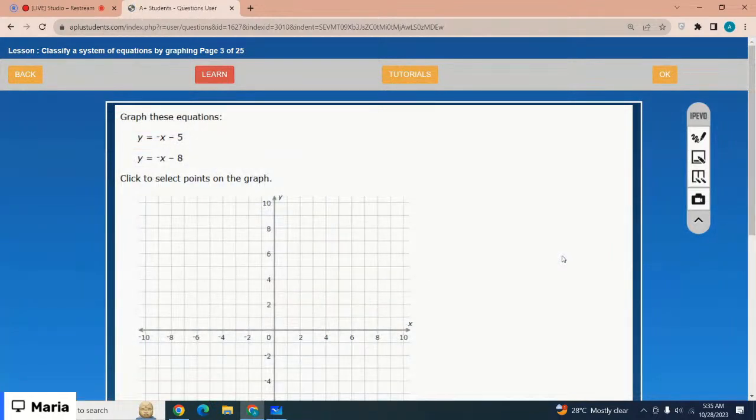Y equals negative x minus 5 and y equals negative x minus 8. You can see both equations have the same slope but different y-intercepts, so they are parallel lines. When the lines are parallel, the system is inconsistent. The lines never intersect each other, so that is inconsistent.